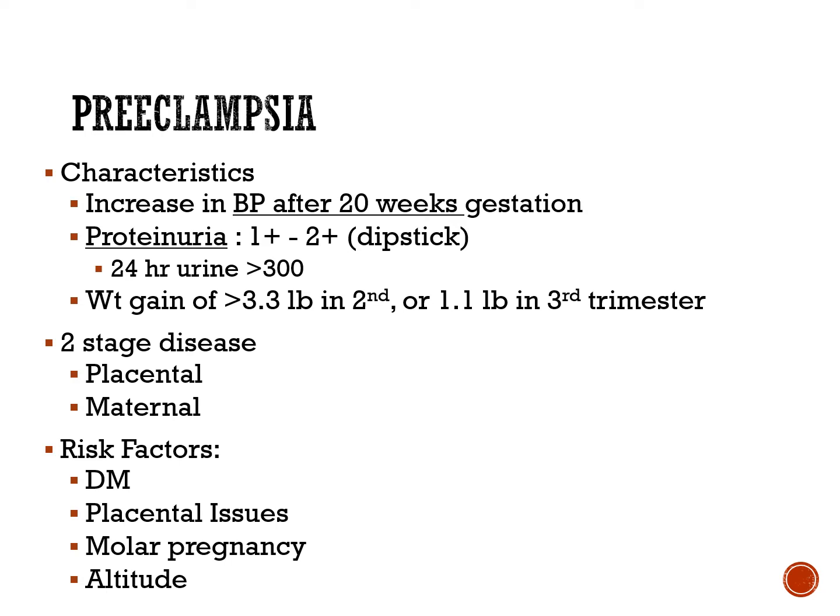There's not really any gold standard test anymore. We go by the symptoms. Terms such as PIH or mild preeclampsia are discouraged, so you don't want to use those. If it's preeclampsia, it's preeclampsia. There's no mild, moderate, or severe, unless they're eclamptic, and then that's severe.